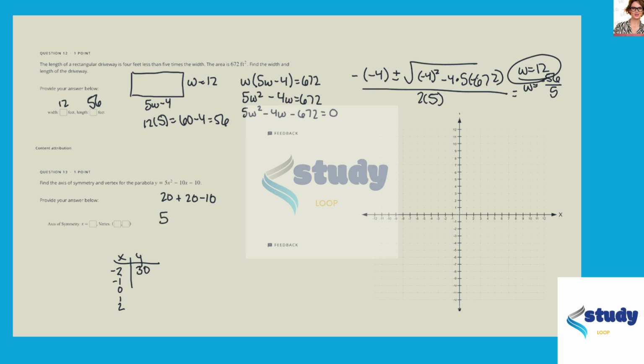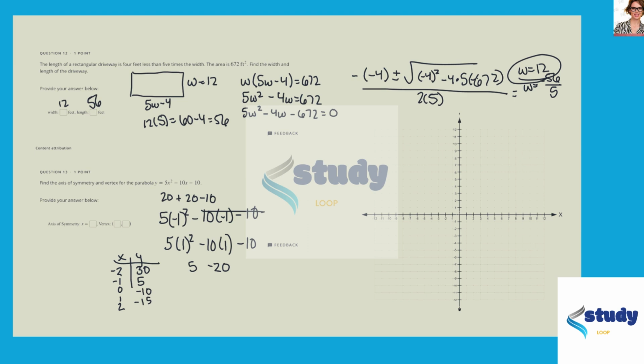And then if I do 5 times negative 1 squared, negative 10 times negative 1, minus 10, these end up canceling out, and so I'm just going to get 5. And then if I do 0, then I'm just going to get negative 10. If I do 1, then that's going to be 5 times 1 squared, and then negative 10 times 1, minus 10. So that would be negative 20, and this would be 5, so that would be negative 15.